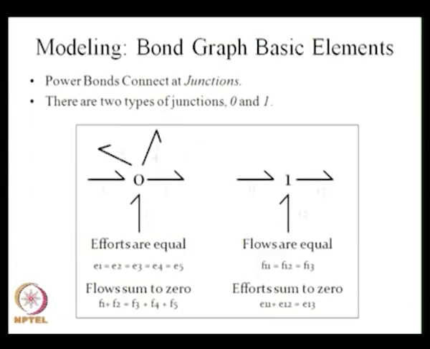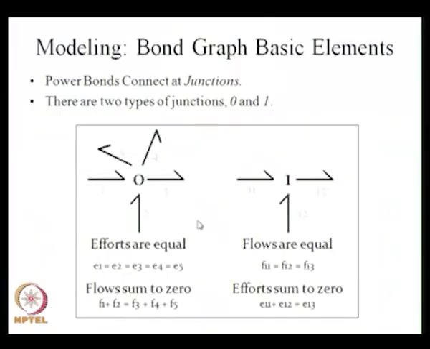We have two more elements which represent the junctions in the bond graph. Whenever you have a junction, that is, whenever you have different sources coming to one point and then it gets separated, that can be represented using bond graph junctions. We have two kinds of junctions, one is known as a 0 junction, the other one is a 1 junction. You can see here the 0 junction and the 1 junction.